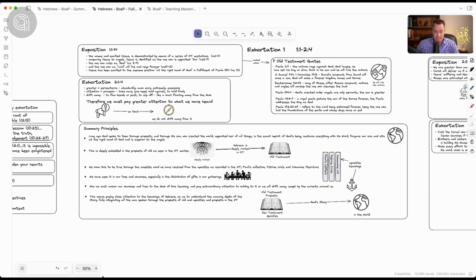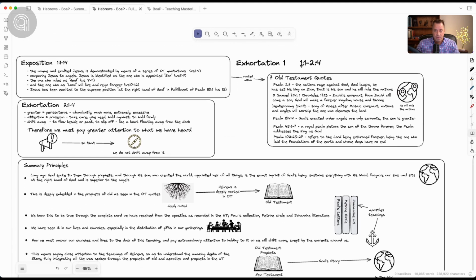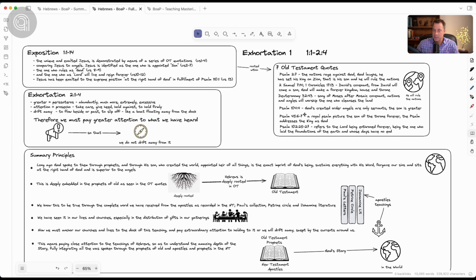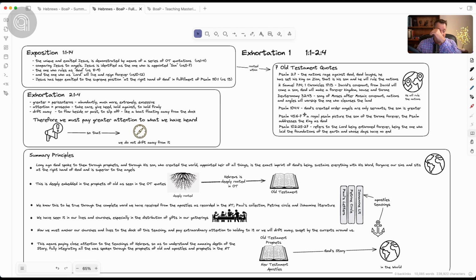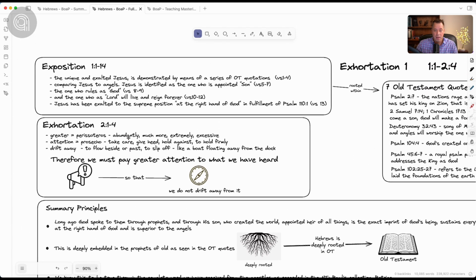Exhortation number 1. It's chapter 1 through chapter 2, verse 4. This first one is relatively short. This author uses a lot of words, but this first one is relatively short. The exposition, 1:1-14, 14 verses here, is how Jesus is unique. Let me zoom in for you so you can see a little bit better. Unique and exalted Jesus.